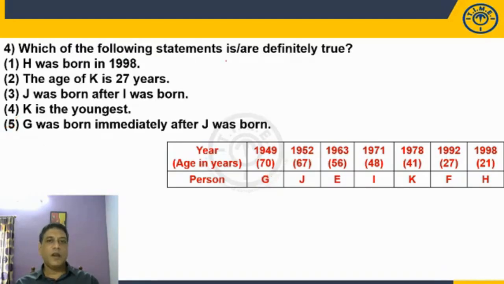Which of the following statements is or definitely true? When "or" is there, maybe more than one case will be possible. But if you look at the answer choices, there is no answer choice like "more than one of the above." So definitely only one is true. Let us check. H was born in 1988. Yes, correct. So choice 1 is the answer. If there is an answer choice like "more than one of the above," we have to look at the other choices also. Otherwise, we can mark the answer here and go ahead. So, choice 1.